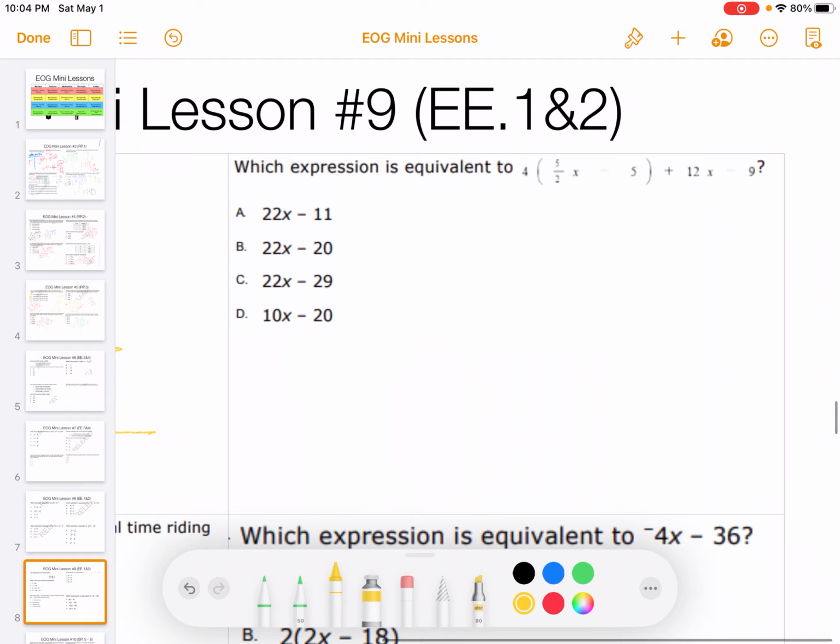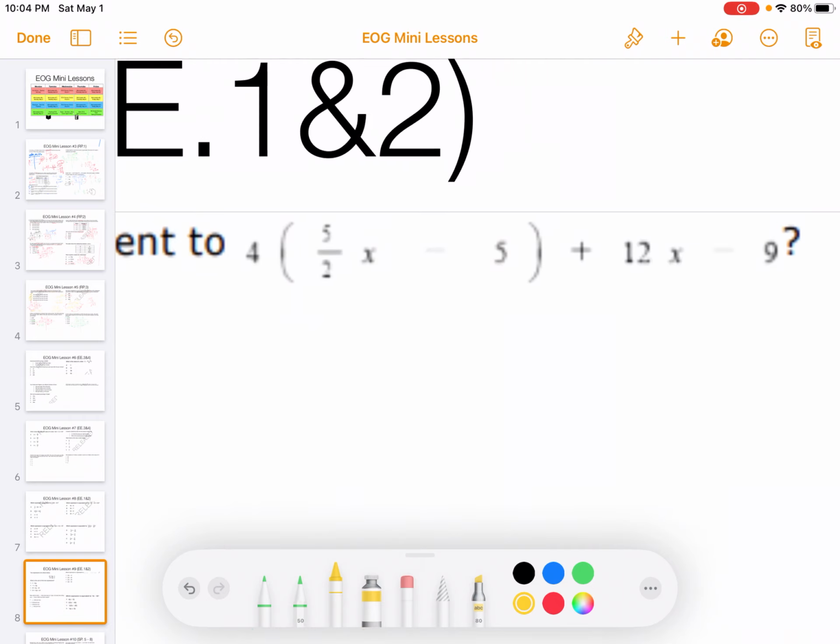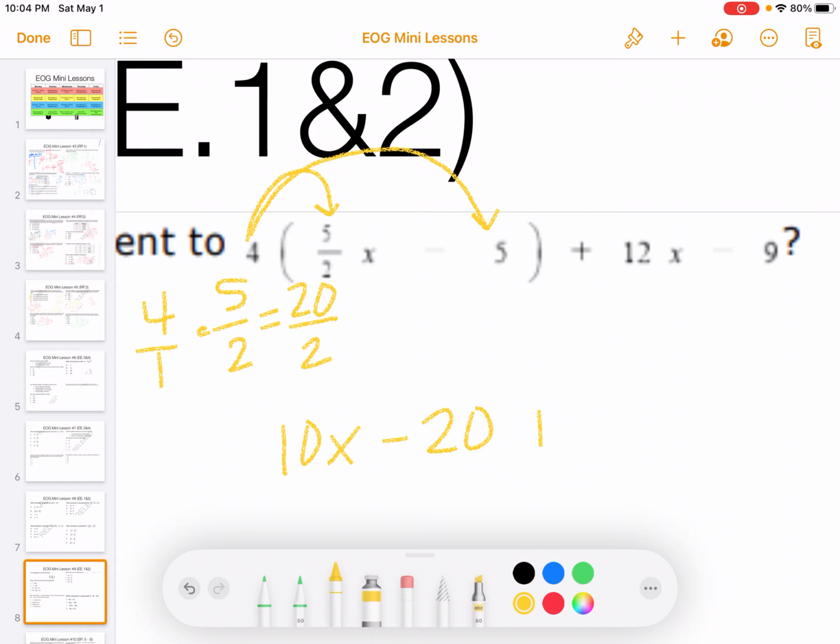Which expression is equivalent? So it looks like I've got to double distribute. So 4 over 1 times 5 over 2. So I end up with 20 over 2, which would be 10. So I have 10x, and then 4 times a negative 5 is a negative 20, plus 12x minus 9.